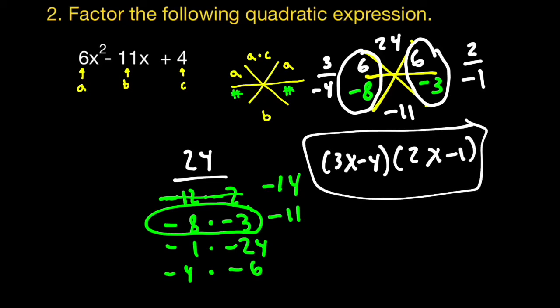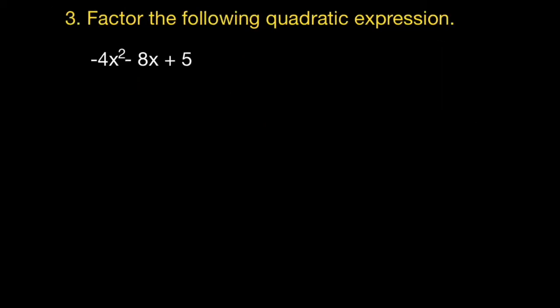I want to look at one more example, example 3. Here we have -4x squared minus 8x plus 5. And the first thing that I need to check is to see if I can factor out anything other than 1. Now, a piece of advice I want to give you is that whenever you have a negative on your leading term, factor out that negative.